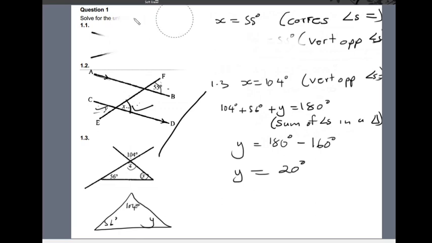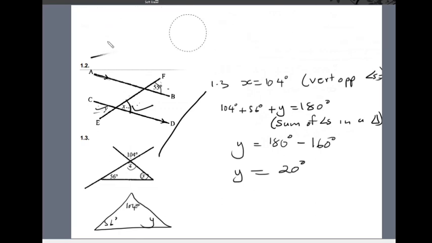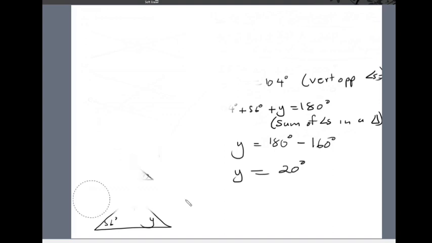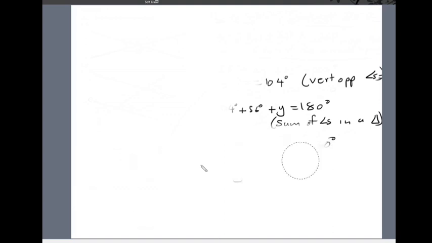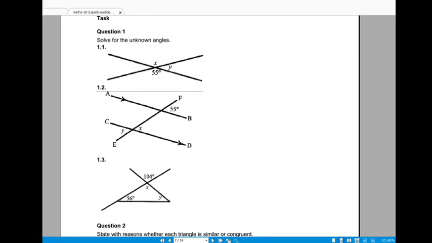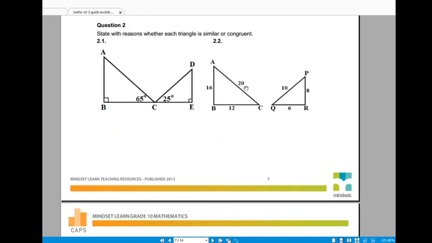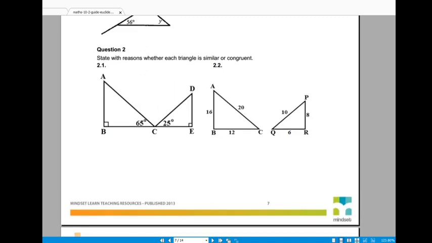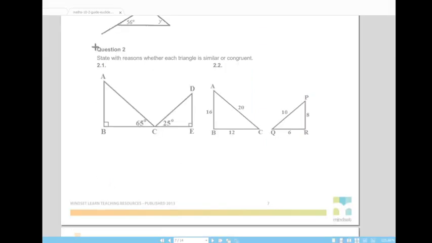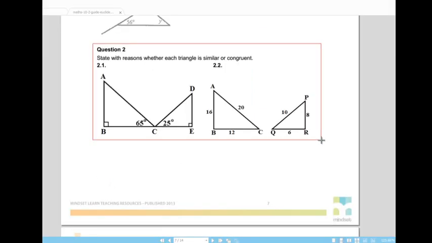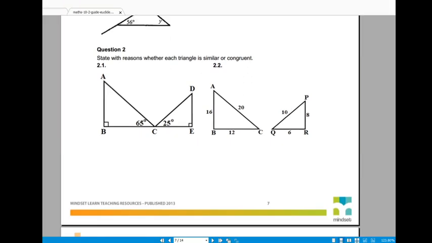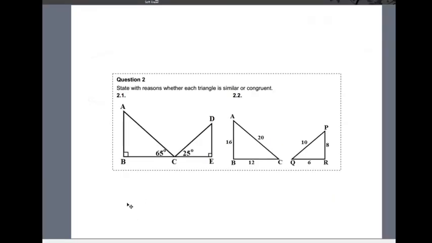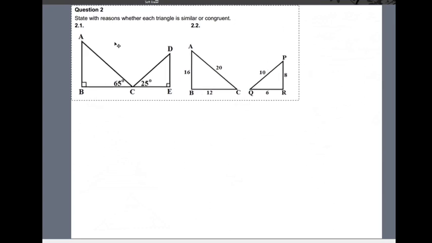Okay, so now moving on to another question. Question 2. State with reasons whether each triangle is similar or not, or congruent?